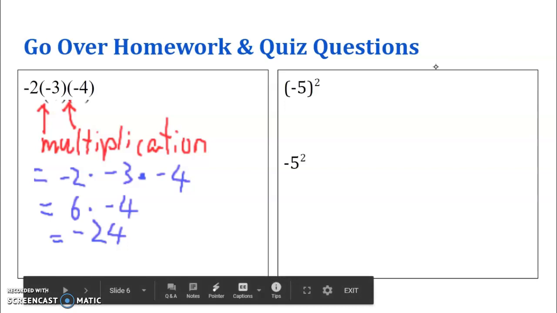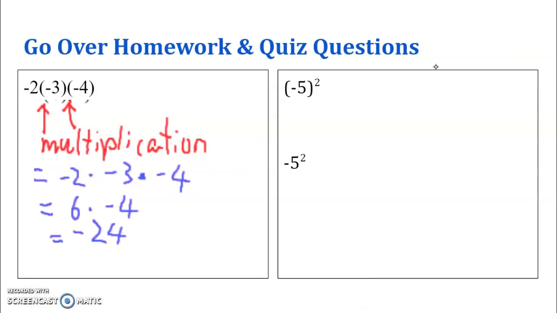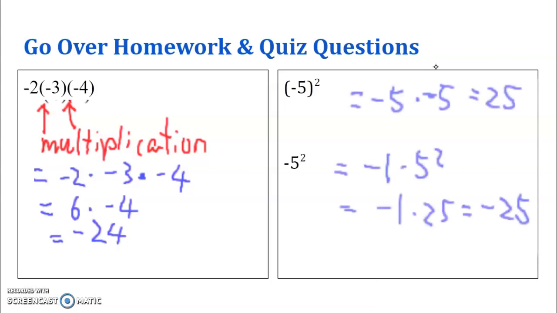Next problem was negative 5, all squared. Okay, when you're dealing with negative 5 all squared, you still need to think about what is happening. When you have negative 5 being squared, what is being multiplied by itself 2 times? It's negative 5. So negative 5 times negative 5. This just becomes negative 5 being multiplied by itself 2 times. So negative 5 times negative 5 is positive 25.